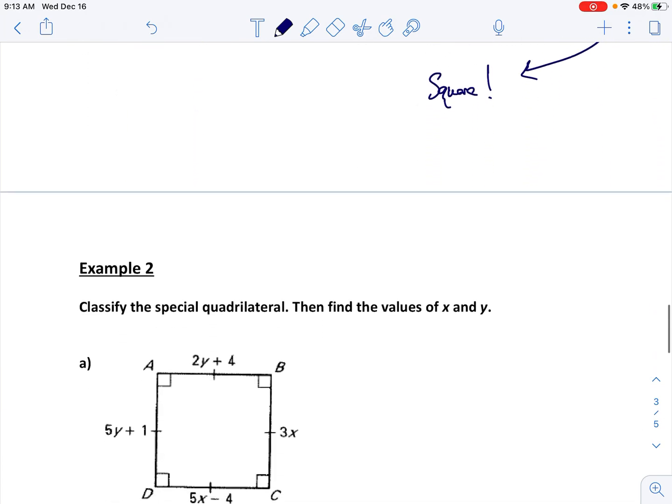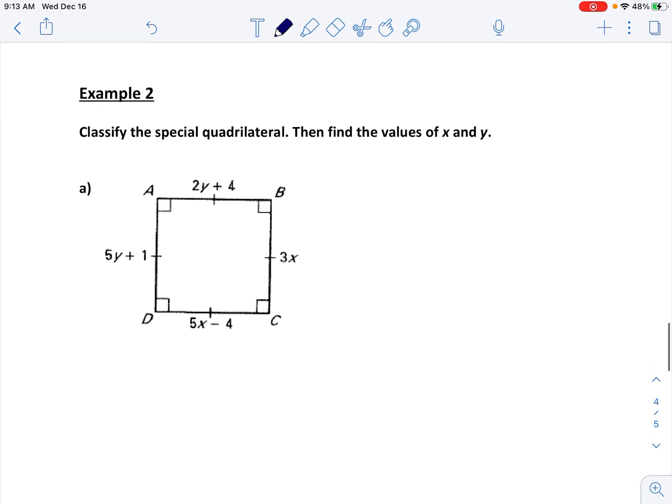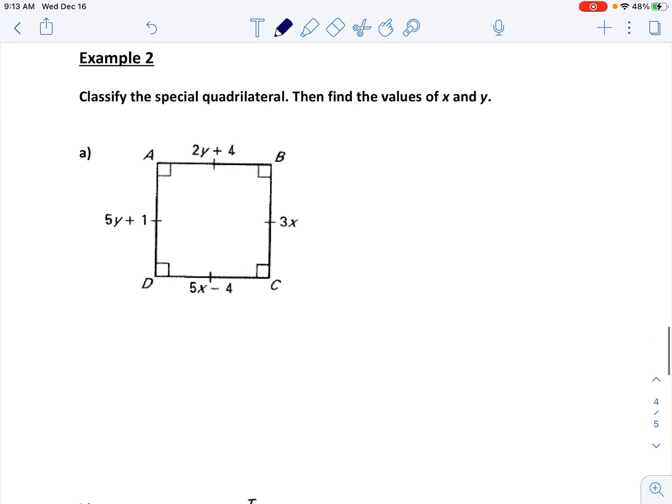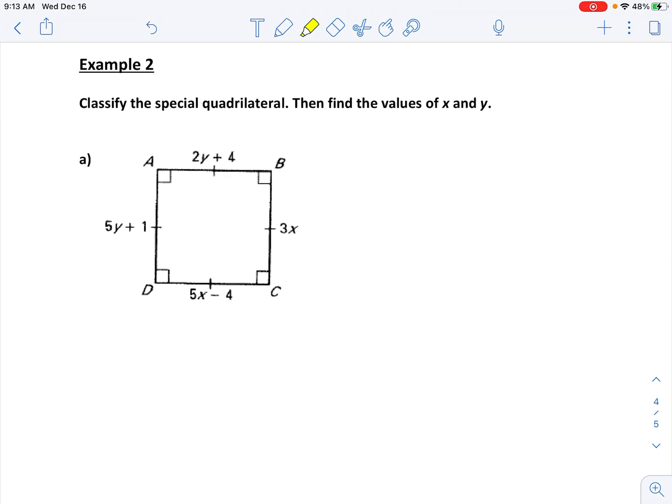Now we're going to get a little bit into solving. So we're going to classify the special quadrilateral, then we're going to find the values of x and y. So first doing what we just did, I notice right off the bat all the sides are equal, and I notice all the sides, or excuse me, all the angles are equal. So for number one, first of all, it is a square. So part one done, which is classify the special quadrilateral. Now we need to find the values of x and y.